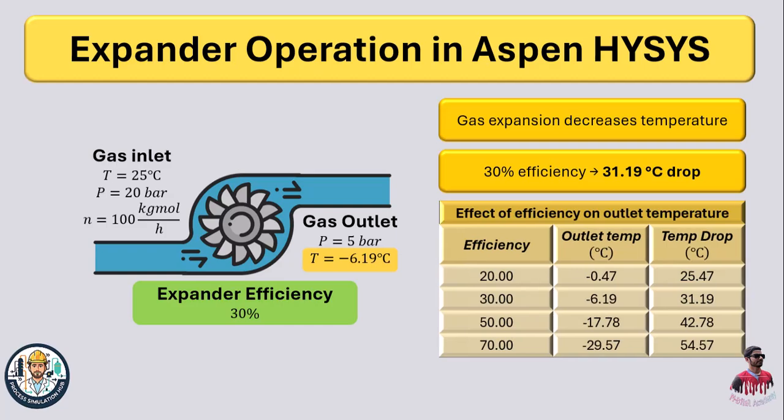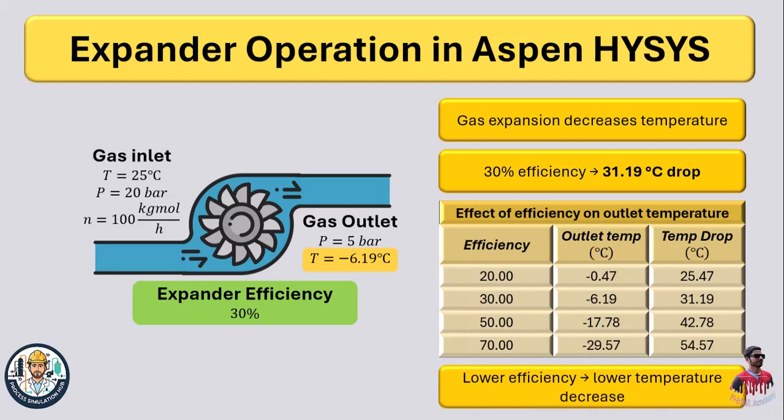At 70% efficiency, the temperature change is even higher. This clearly demonstrates that the lower expander efficiency leads to lesser decrease in the temperature of outlet gas.